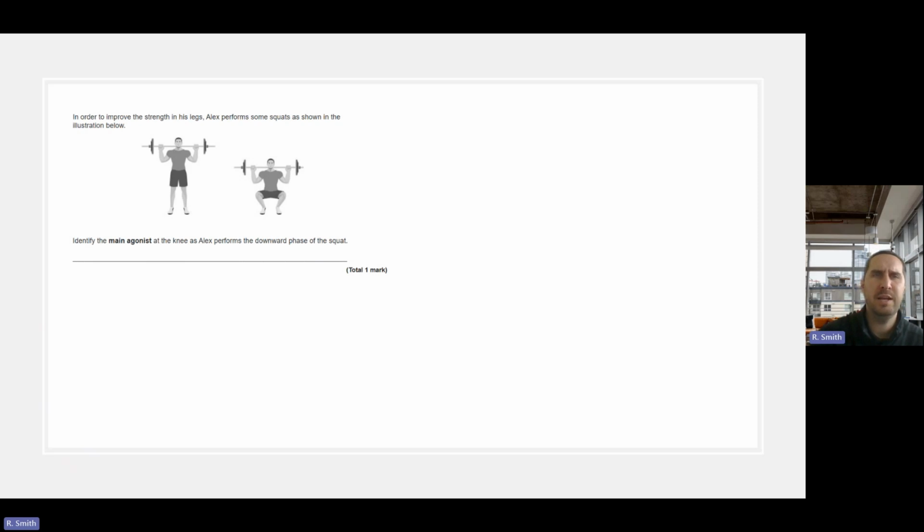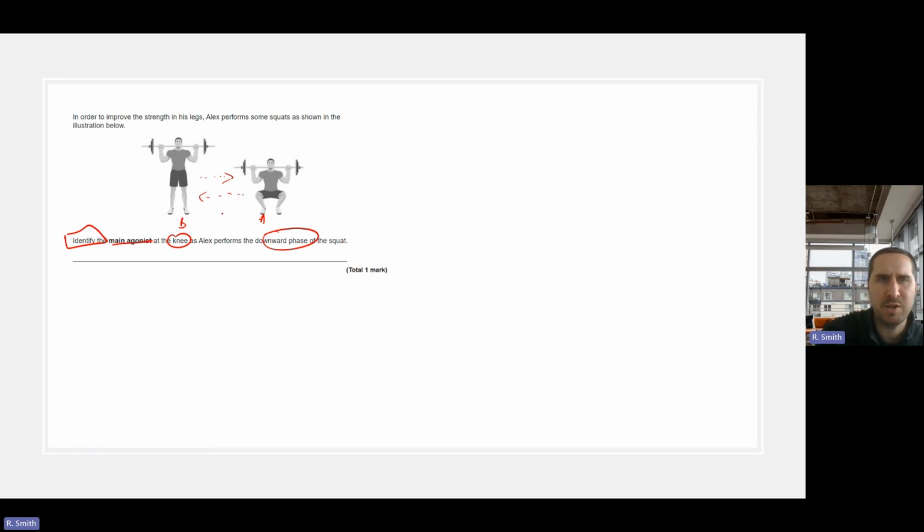Okay, this is how it might look in an exam as well. Identify, AO1, just give me the information: the main agonist at the knee in the downward phase. This is why we circle. Normally a question will make us go this way from A to B. This time we're looking at the diagram going downwards rather than upwards. Really I should have drawn the arrow here saying normally it would ask you to go from A to B, i.e. we're going through an isotonic concentric contraction.